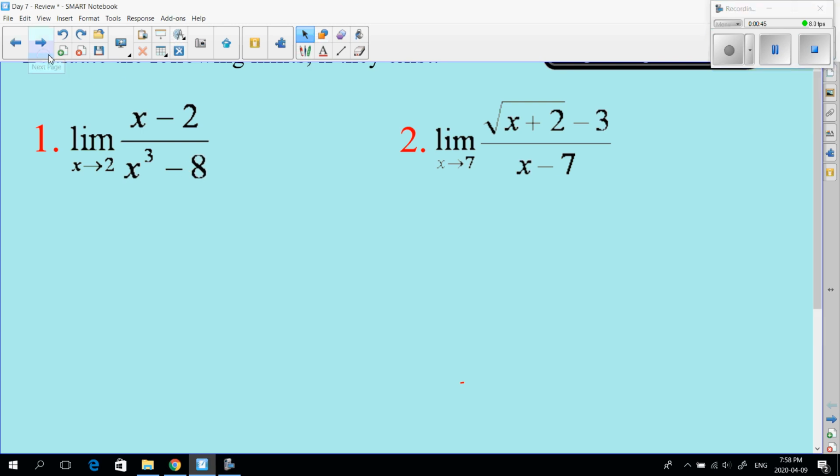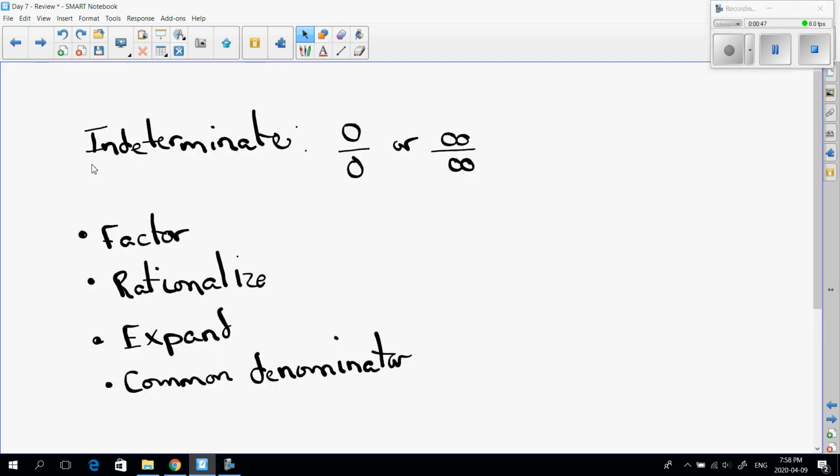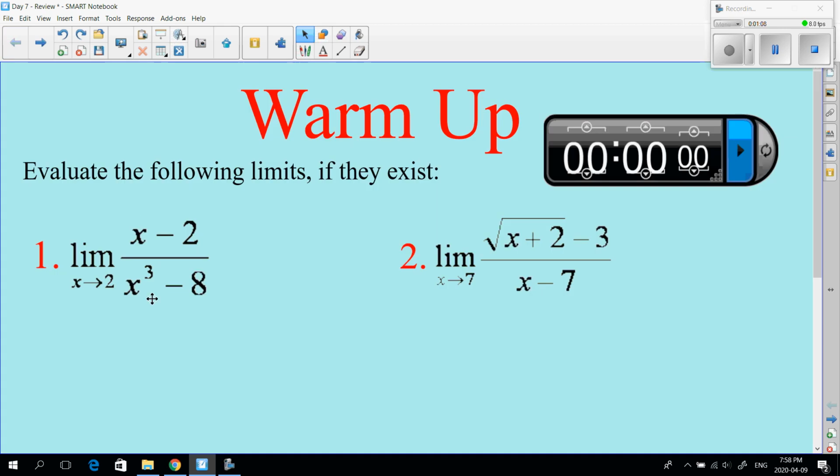Remember, 0 over 0 is what we call an indeterminate limit. Okay? Another indeterminate form is infinity over infinity, but in this case, we're talking 0 over 0. Now, in order to correct that indeterminate limit, we actually have to reorganize the limit as we see it here, this x minus 2 over x cubed minus 8. Something weird's happening here that's causing that to equal 0 over 0.